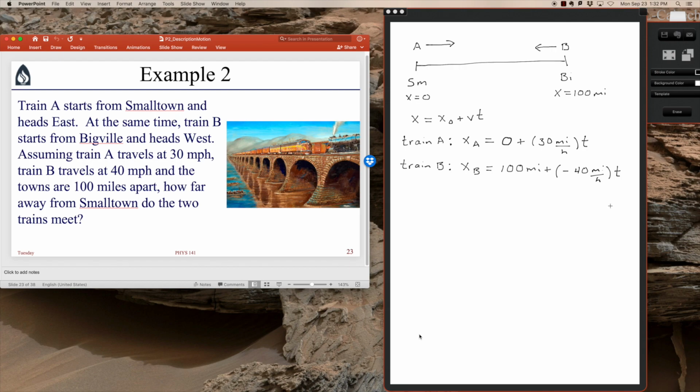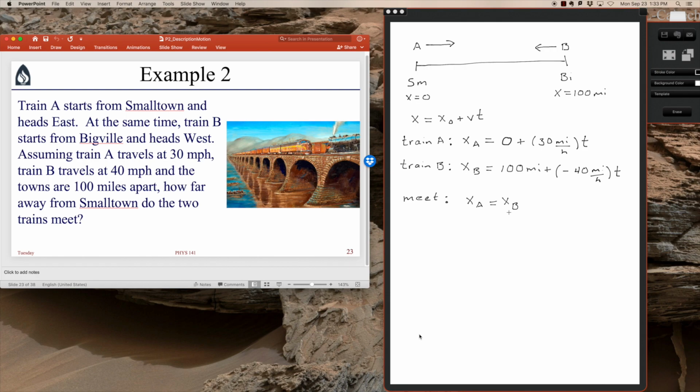Okay, so now I can see that I have an expression that gives me the position of train A and the position of train B at some later time. I need to know how far away from small town the two trains meet. Two trains meet. What does that mean? Well, if the two trains are meeting, that means their positions are the same. So when they meet, the position of train A is equal to the position of train B. They have the same x location.